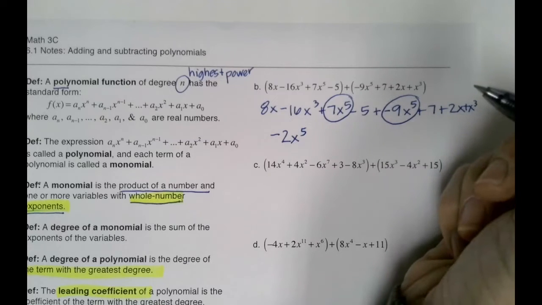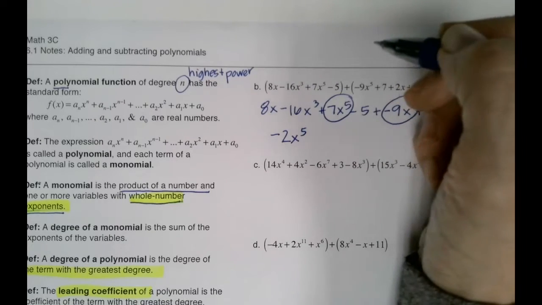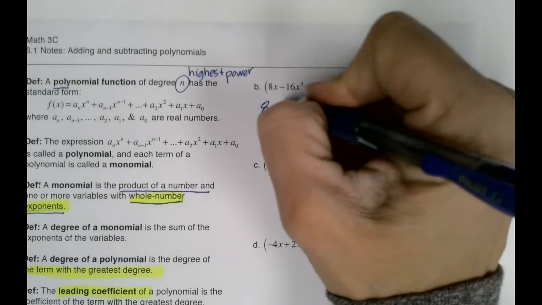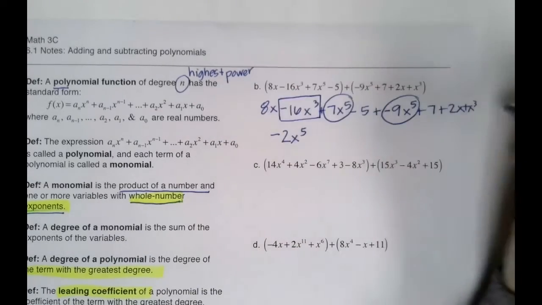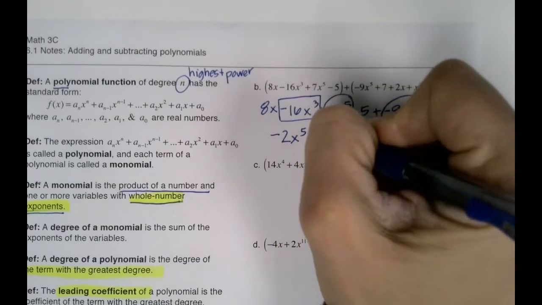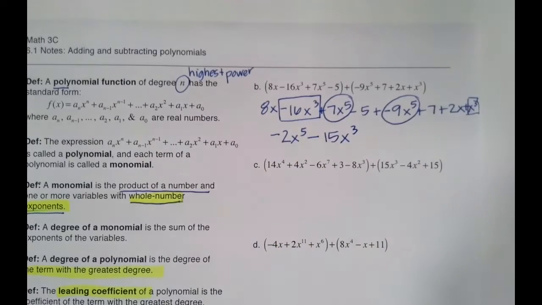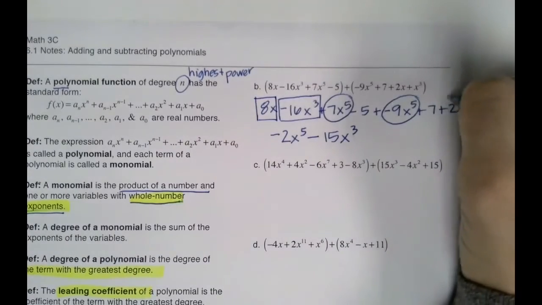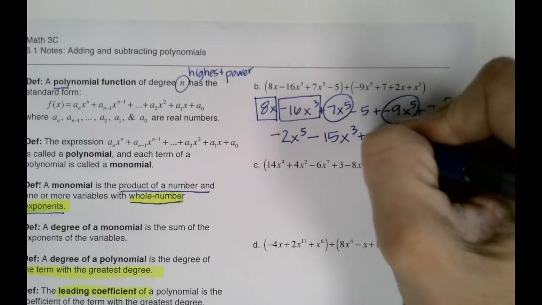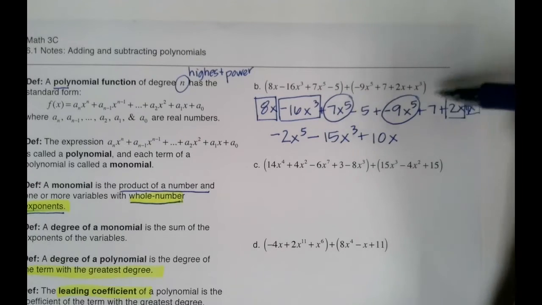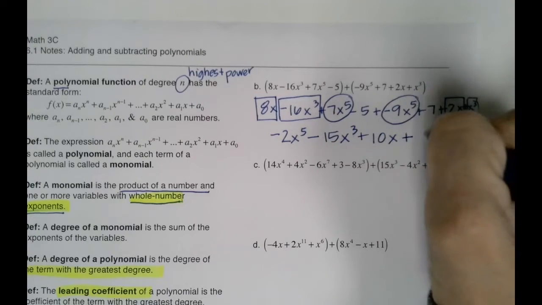Then I have, we have a negative 16x cubed and an x cubed. It's positive. These ones are negative, so negative 15x cubed. And then I'm moving on to my next term, which is the 8x and the 2x, which makes 10x. And then I just have my constant. So I get negative 5 plus 7, which is 2.